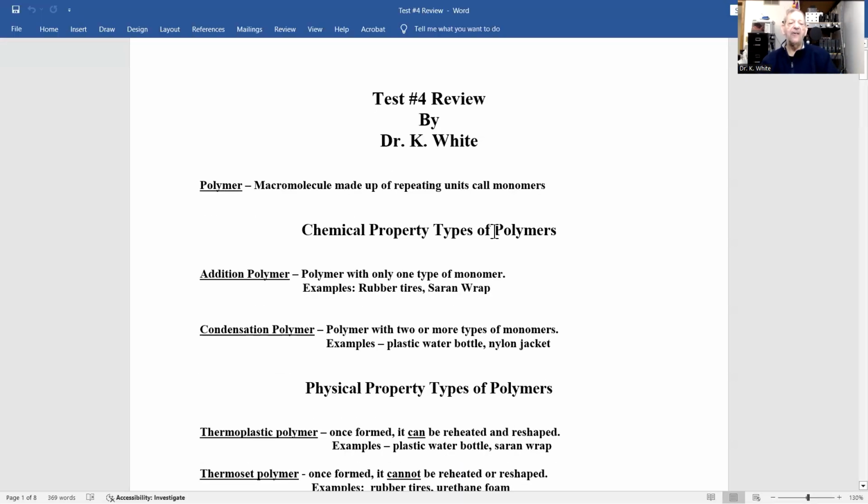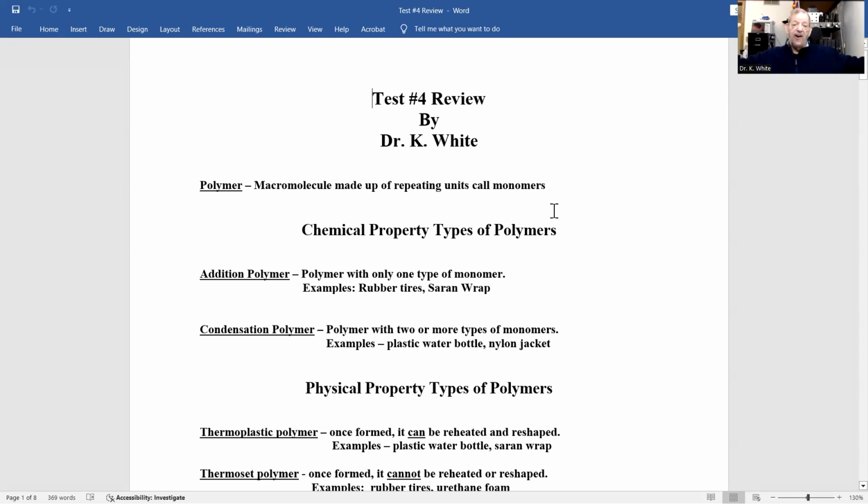First part of the test 4 review. Again, this file is in the lecture section of the content of D2L, and you have to click on load more to get to where they have it. So let's talk about what is a polymer. A polymer is a macromolecule, that means a big molecule, made up of repeating units called monomers.